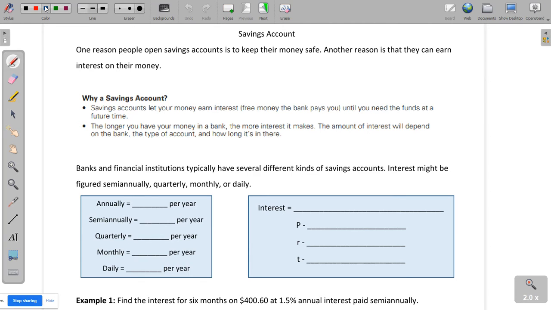And the amount of interest always depends on the bank, the type of account, and how long it's been there. Banks and financial institutions typically have several different kinds of savings accounts. The interest might be figured semi-annually, quarterly, monthly, or daily. So, we need to know some of those terminologies and what they mean. Annually means it happens one time per year.